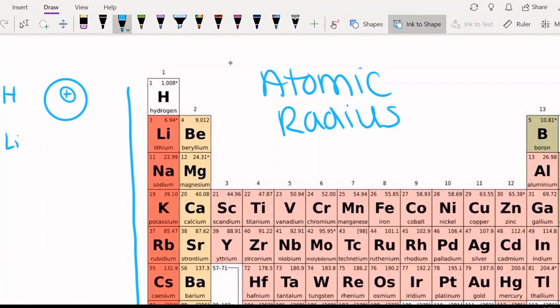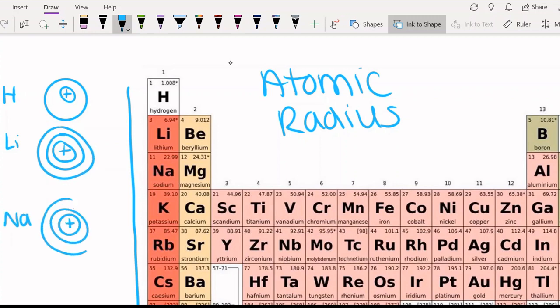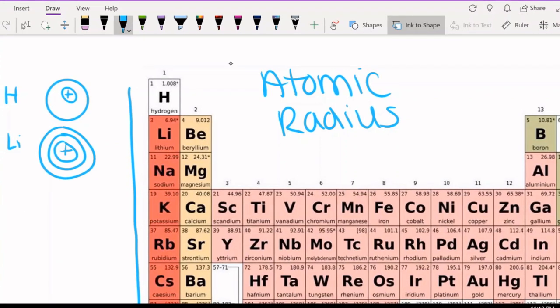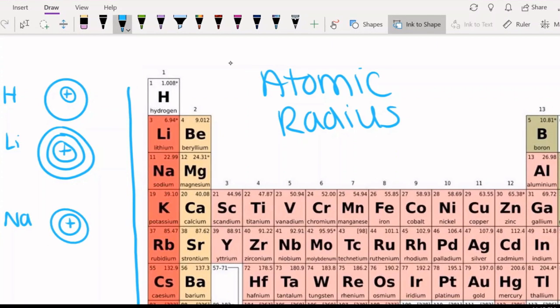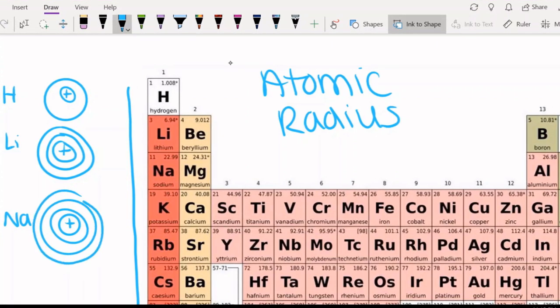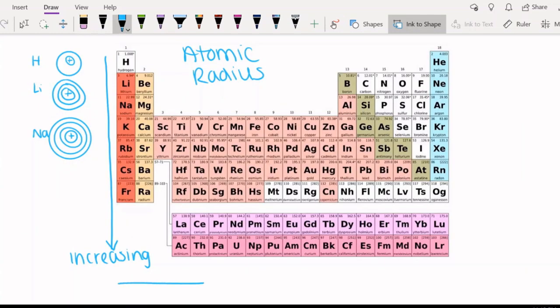Hydrogen has 1 electron shell. If we move down a period, lithium has 2 electron shells. Moving down another period, a sodium atom has 3 shells. The more electron shells in an atom, the larger the atom is going to be. So, as we move down on the periodic table, the atomic radius increases. Moving left to right, the atomic radius decreases.